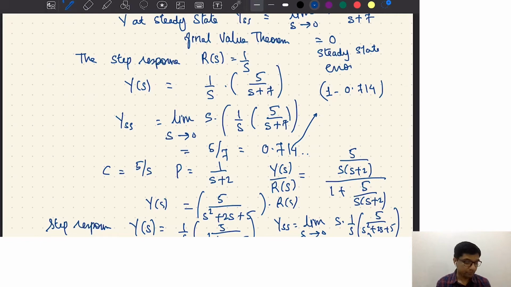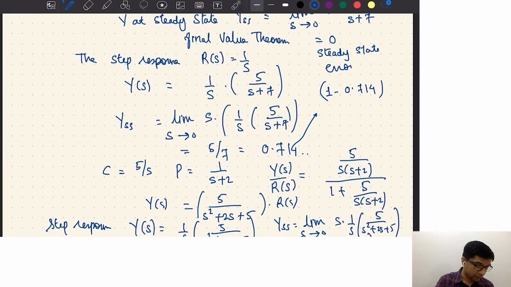Okay, so the conclusion or the inference from this is that there are some cases where in a closed loop system, the response to a reference as a step has some steady state error. In the second case, which is a second order system, the response to a unit step input did not have any steady state error.